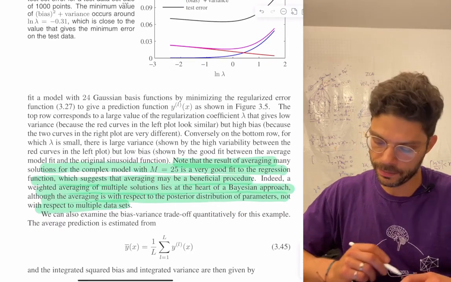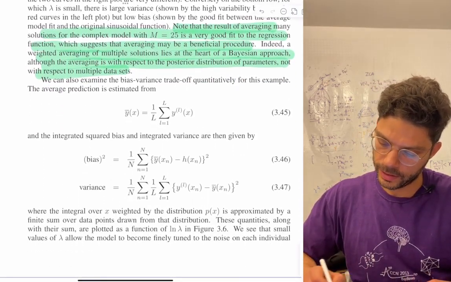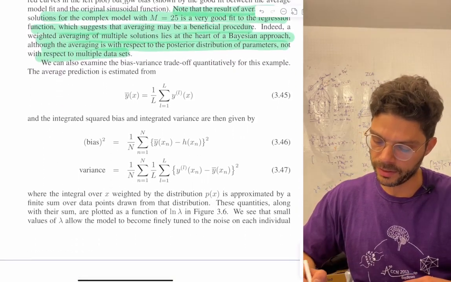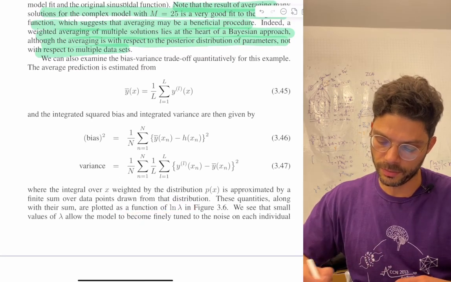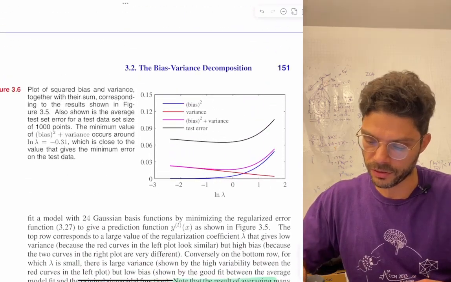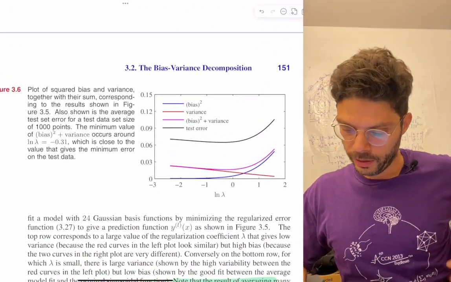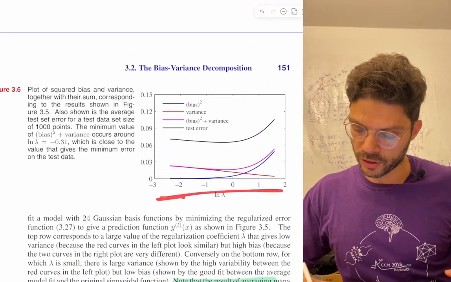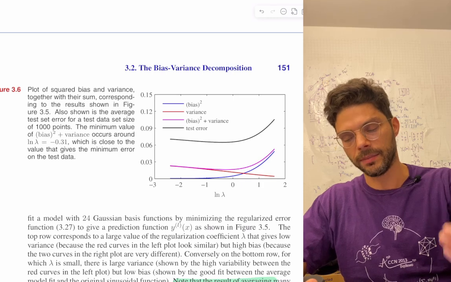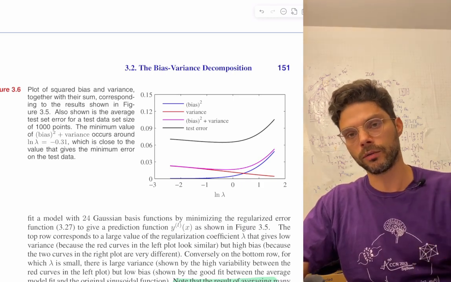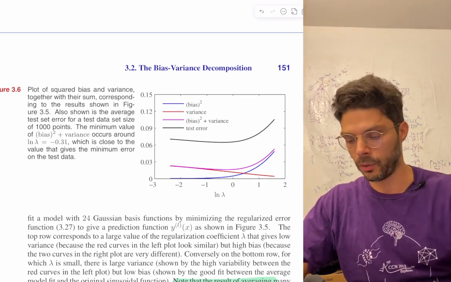Okay, very good. These quantities along with their sum are plotted as a function of log regularization. We see that small values of, well, let's just have a look first. Okay, so here it is. We'll reproduce this plot too. So again, regularization here, and now we've got this average. We've got the errors averaged over data sets and points.